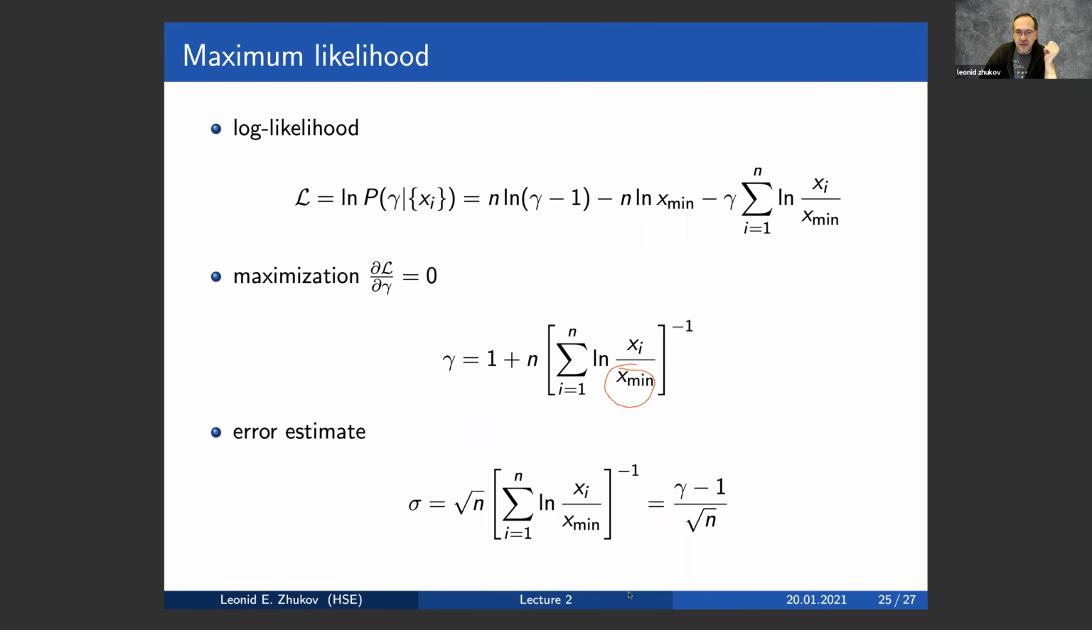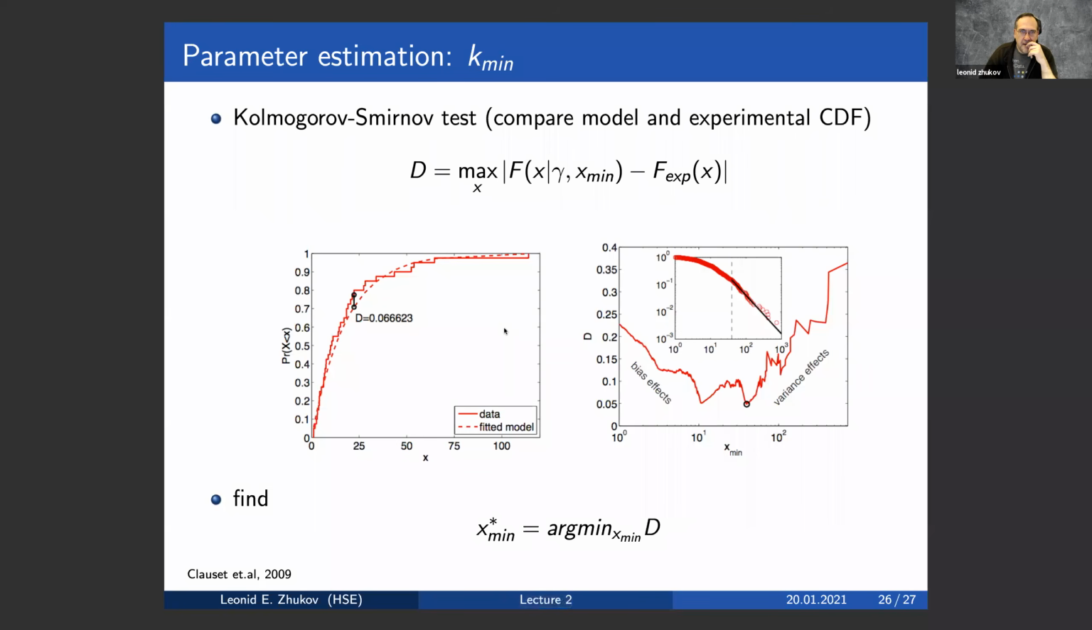Here's how we're going to do this. We're going to use what's called the Kolmogorov-Smirnov test to compare the cumulative distribution function that our model generates and the cumulative distribution function that we have from the data. And so the idea is the following.